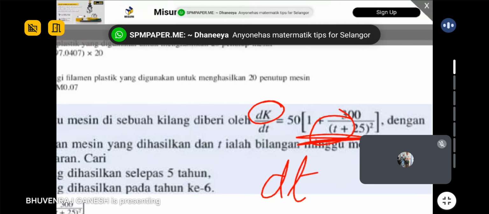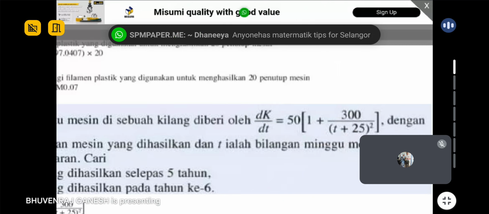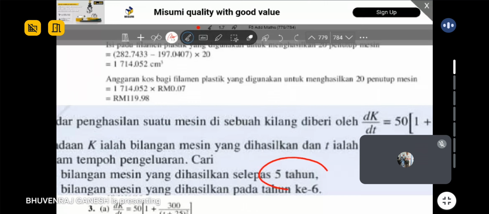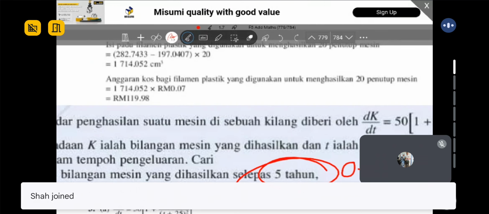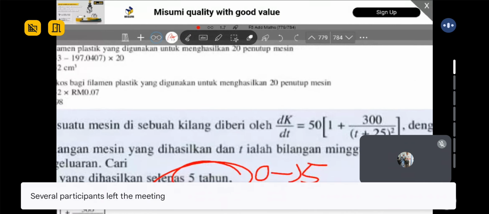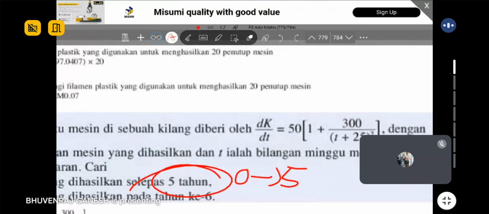Okay, so limit, apa limit dalam soalan ni? Part. Okay, so you see 5 tahun. Okay, so maksudnya 0 until 5. Okay, common sense lah. Sebab 5 tahun, 5 years. So 0 until 5. Okay, guys.